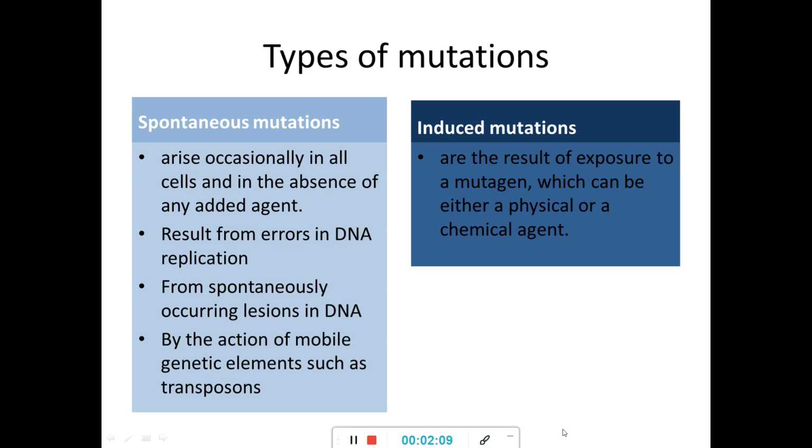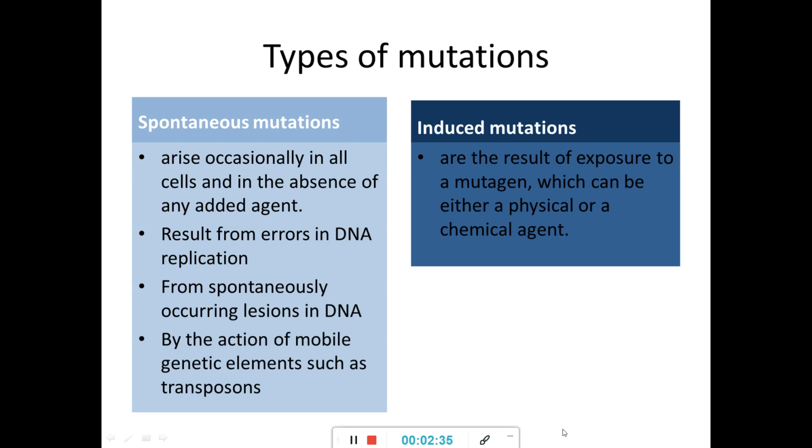So three main reasons can contribute to the spontaneous mutations. One is the errors during the DNA replication. The second one is the lesions in the DNA. And the third one is the mobile genetic elements, or the jumping genes called the transposons. On the other hand, the induced mutations are the result of exposure to a mutagen, which can either be a physical or a chemical mutagen. Different mutagens, we'll be going into the details of that in the next sessions.